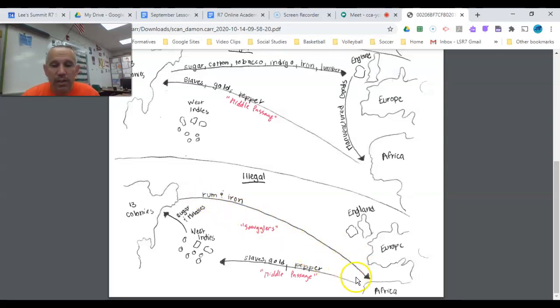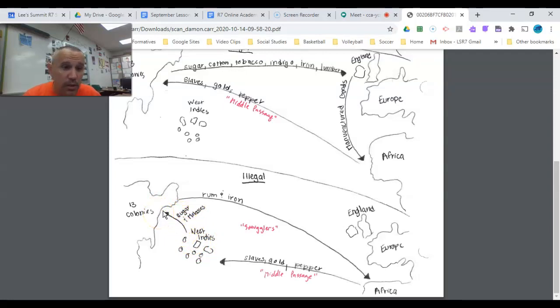So smugglers would ship rum and iron straight over to Africa. Then they would pick up slaves, gold and pepper like they did before. That's again the Middle Passage. Take slaves, gold and pepper to the West Indies, pick up some sugar and molasses, take that to the colonies.